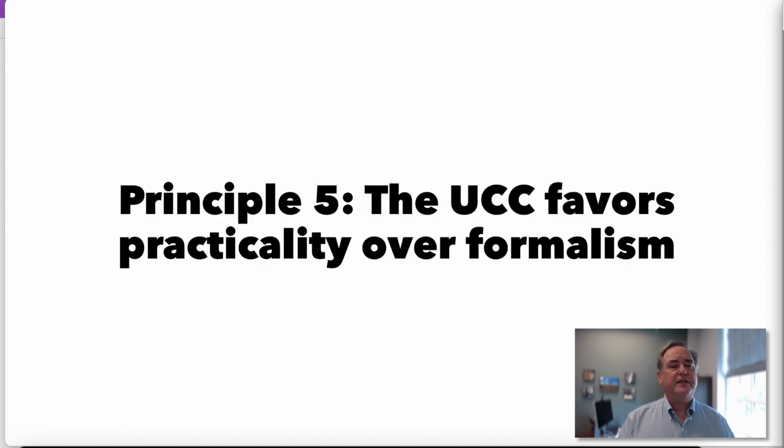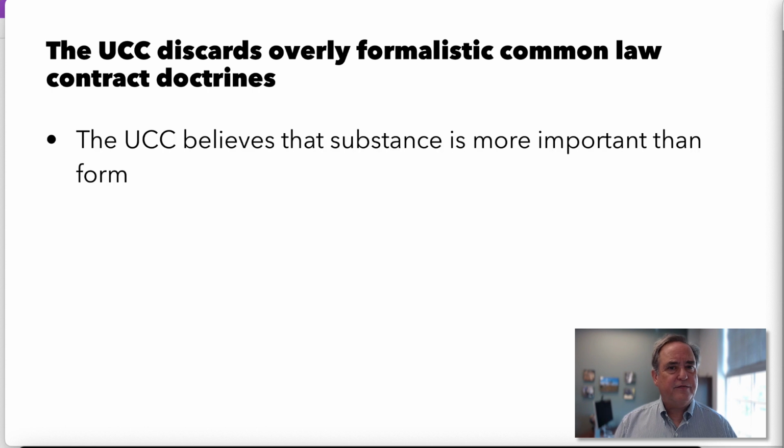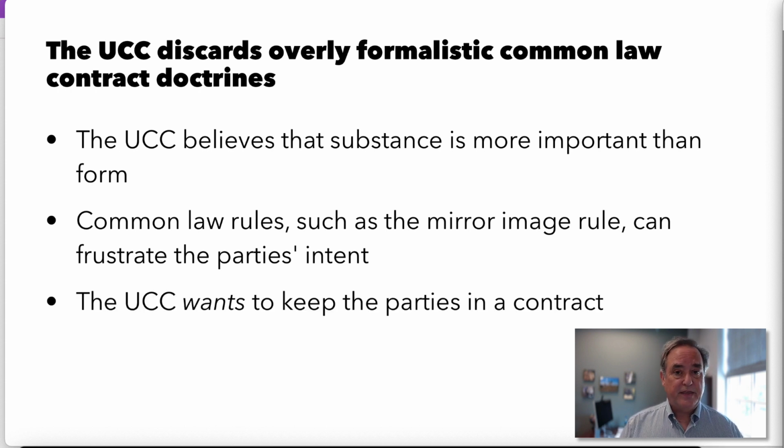Finally, Principle 5, the UCC favors practicality over formalism, and this somewhat reflects the first foundational principle. The UCC discards overly formalistic common law doctrines. The UCC believes that substance is more important than form. You may remember from your introductory business law course things like the mirror image rule, which says that an acceptance must exactly mirror an offer in order for an enforceable contract to exist. Well, the UCC does away with that, and it allows for an acceptance that may not exactly mirror the offer that was given. However, it indicates a willingness to be bound, a willingness to be committed to the contract.